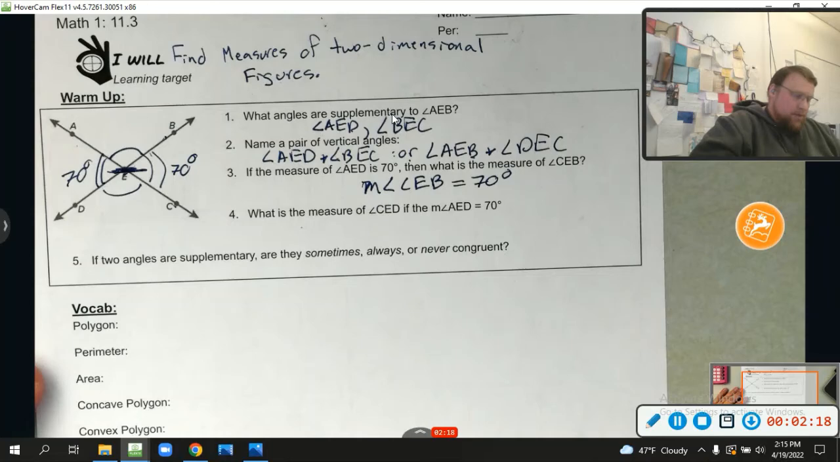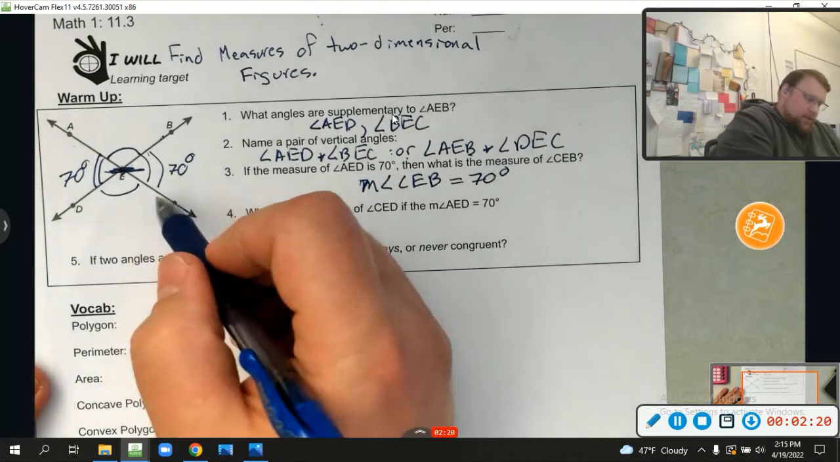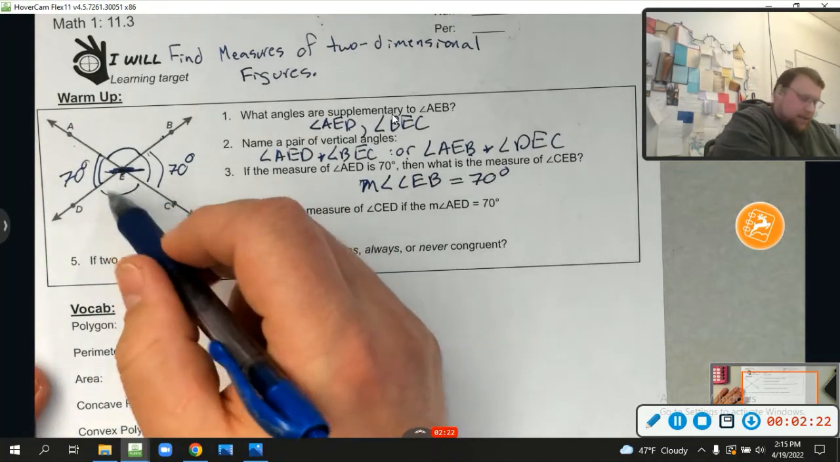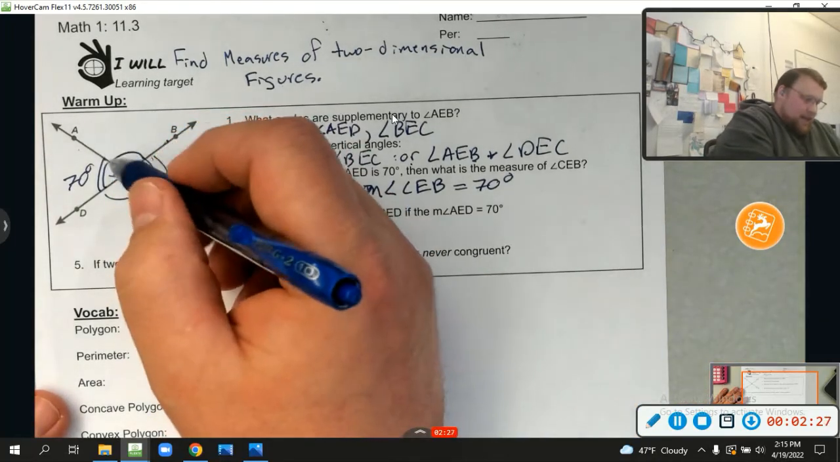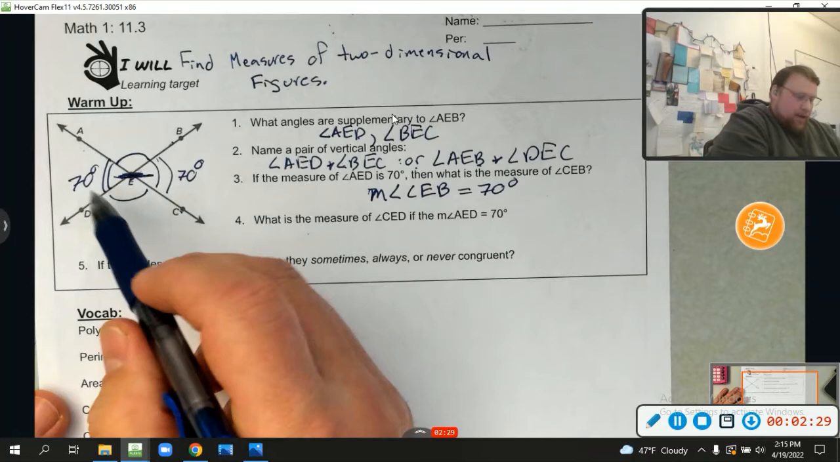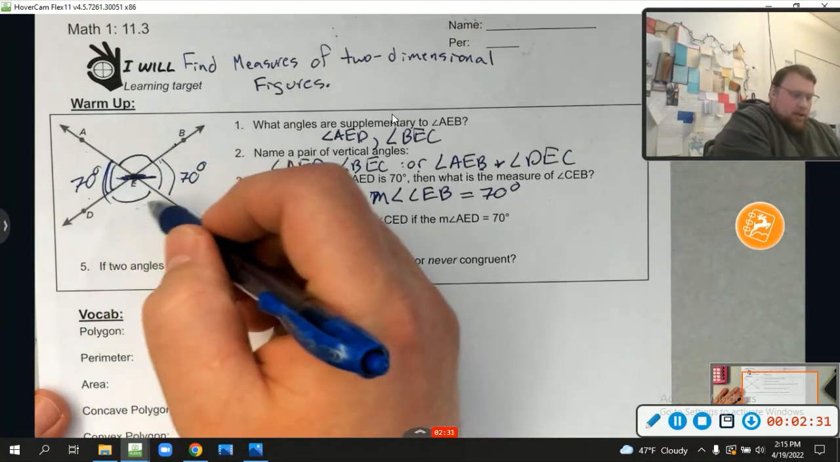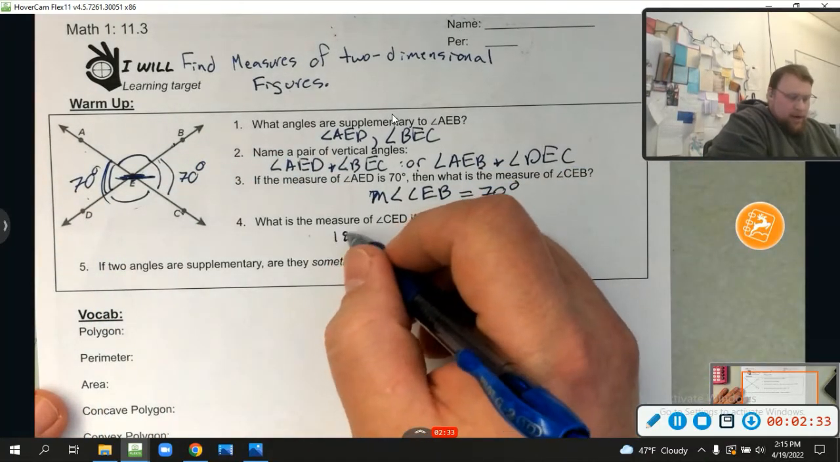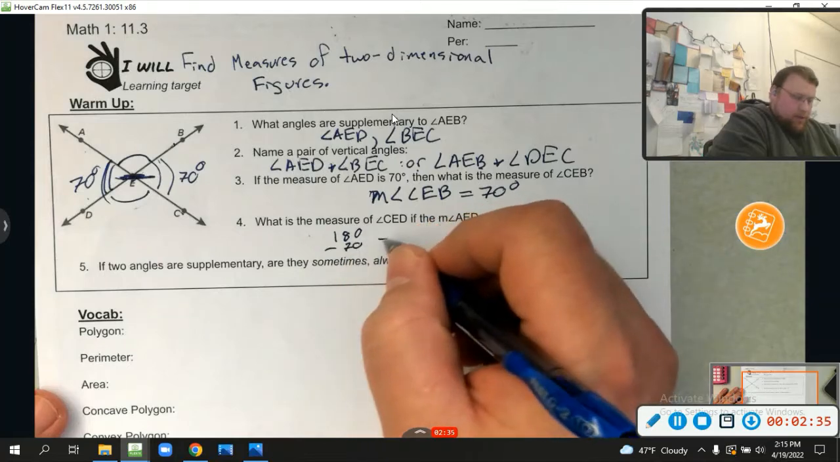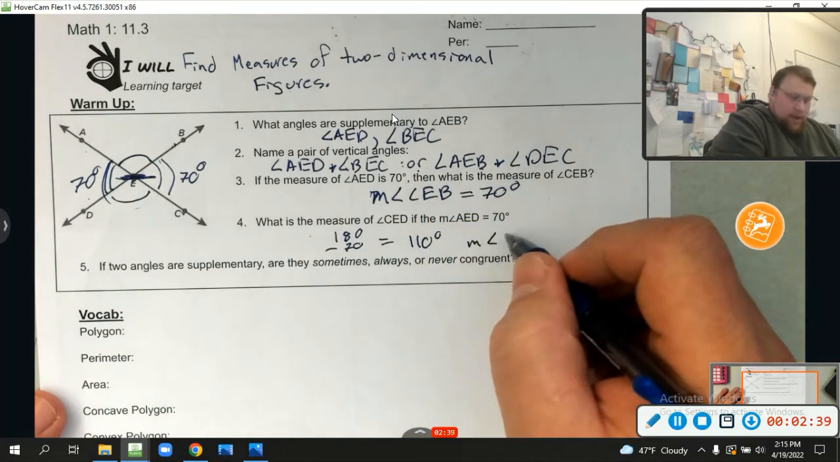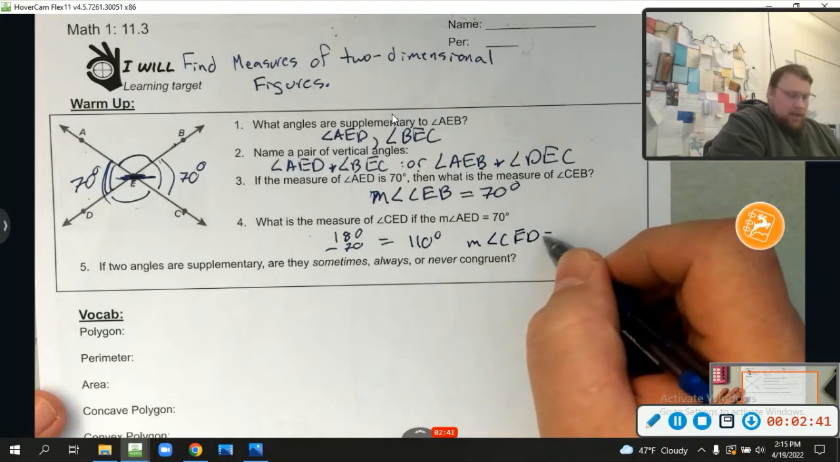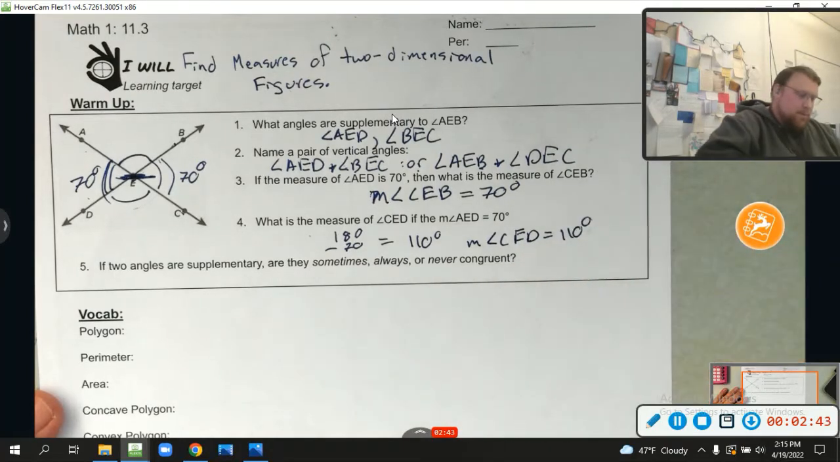And what is the measure of angle CED? So that's this right here. Again, I said DEC, but CED is fine. If the measure of angle AED is 70 degrees, we already have that 70. Well, together these are a linear pair. That means we're going to do 180 minus 70, which equals 110 degrees. So the measure of angle CED equals 110 degrees because they're supplementary.